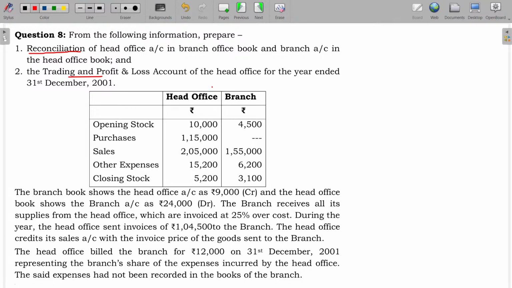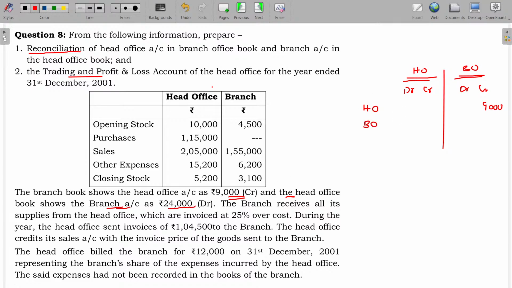Branch book shows head office account as 9,000 credit, in the head office as well as in the branch office, debit and credit. And head office balance, current account, in branch office shows 9,000 on the credit side. And then in the head office book, branch account is appearing at 24,000.